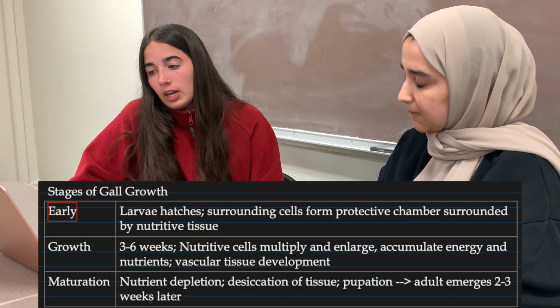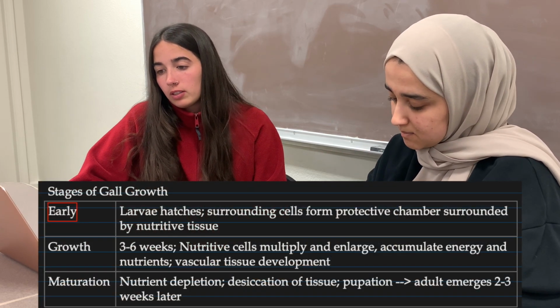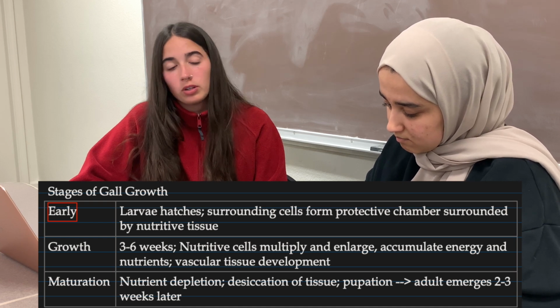You just said something about the early stage. Are there any other stages? Yeah, there's three actually. It's early, growth, and maturation. During the early stage, the gall wasp larva hatches from the egg and the surrounding plant cells differentiate to form a hard chamber surrounded by the nutritive tissue.